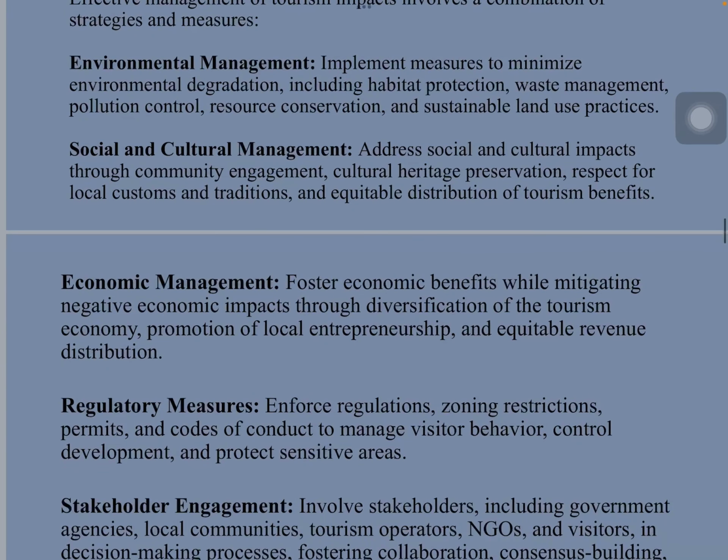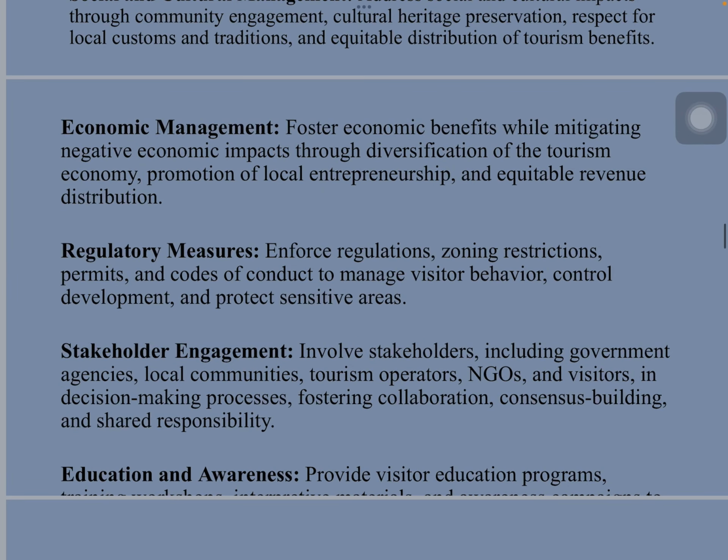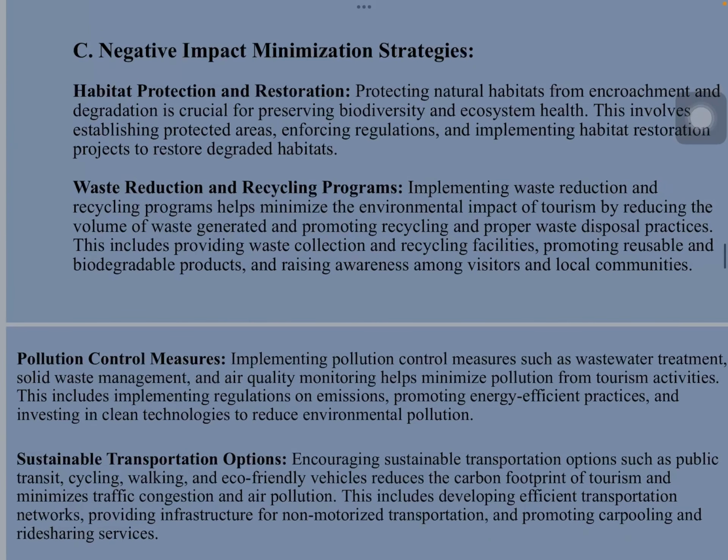So we have environmental management, social and cultural management, economic management, regulatory measures, stakeholder engagement, and education and awareness. So now we have the negative impact minimization strategies. So habitat protection and restoration. Protecting natural habitats from encroachment and degradation is crucial for preserving biodiversity and ecosystem health. So these involve establishing protected areas, enforcing regulations, and implementing habitat restoration projects to restore degraded habitats.